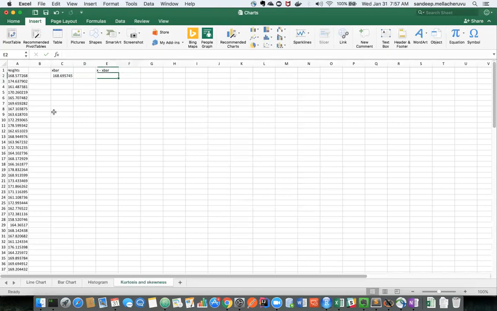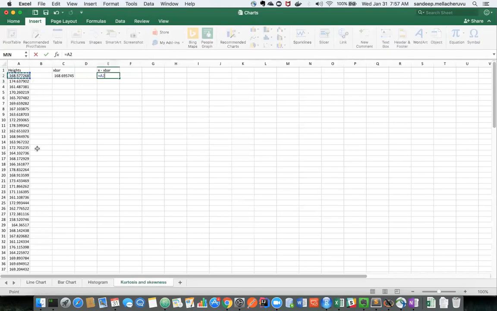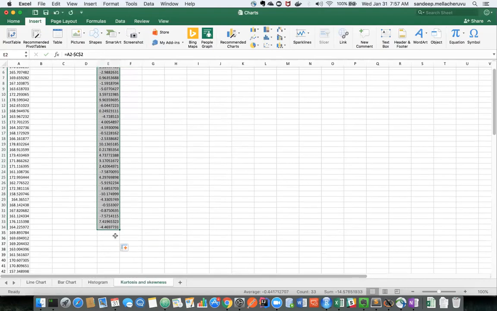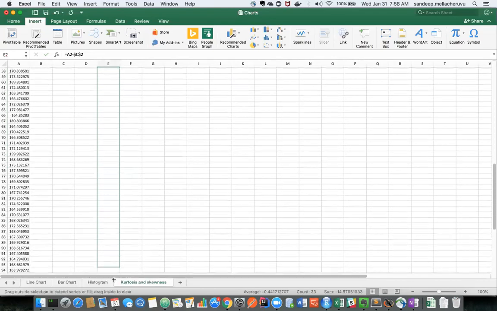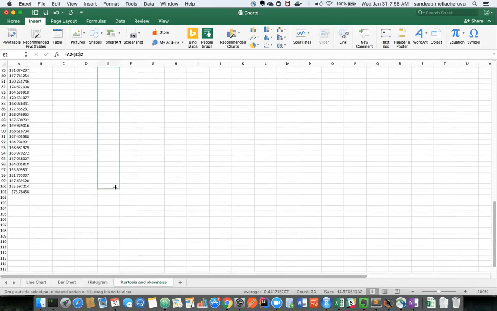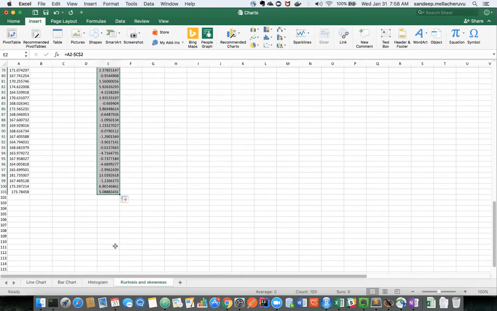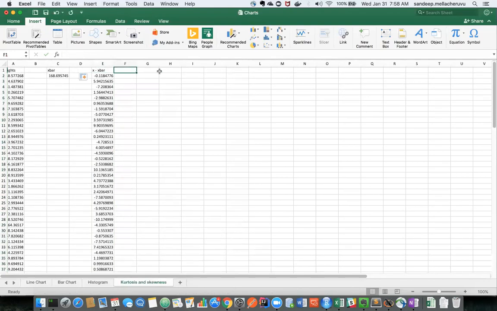So x minus x bar, how do I calculate? Again, this value minus x bar. I'm making it dollar fixed so that I fix the x bar. Hopefully this works. This is not working somehow. Okay, let me drag it. No problem. It's only 100. Okay, x minus x bar I got.